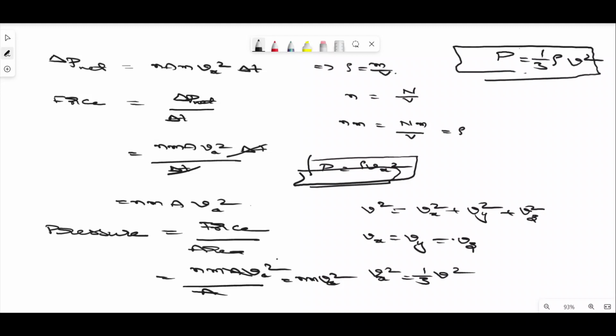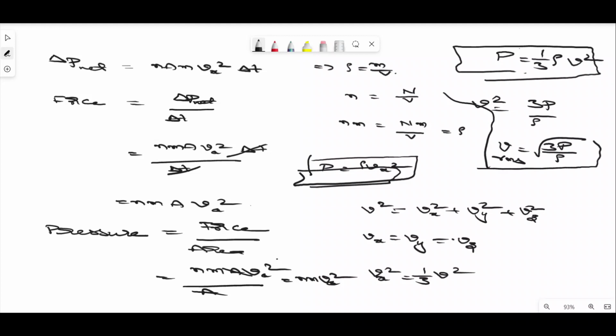This represents the expression of pressure in the case of a container containing gas molecules. So now we observe that V square equals 3P by rho. So V equals root of 3P by rho. This represents the RMS speed of the gas molecules.